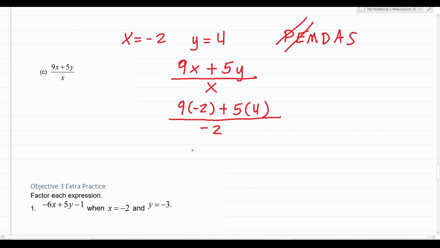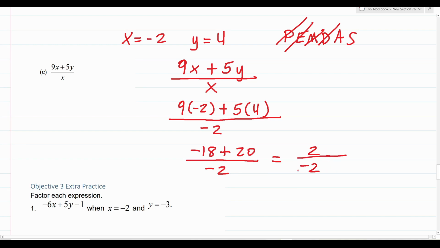9 times -2 is -18, plus 5 times 4 is 20. This is all over -2. So we took care of that multiplication. Again, we're going to treat this like a fraction, so there is technically no division here. Now we just have addition left, so let's go ahead and do that. -18 plus 20 is going to be 2, and this is over -2.